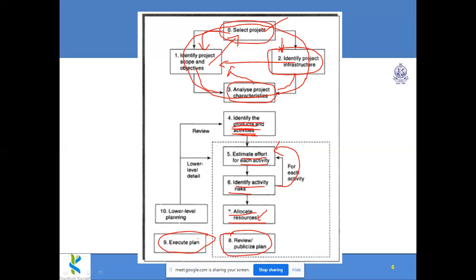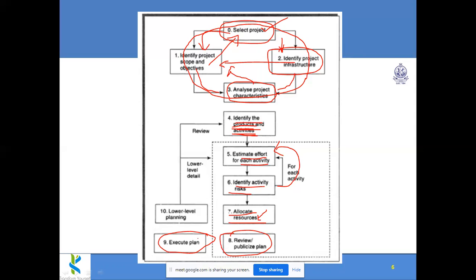parallelly, like the project manager's job, because all these we are studying from the project manager's perspective, not from the developer's perspective. So once we have publicized the plan, now it is the turn of the developer, project lead and developer. They have to carry it out, and we cannot say the project manager can go and take a big risk. No, he has to keep on monitoring. So he has to give some checkpoints, milestones here and there.